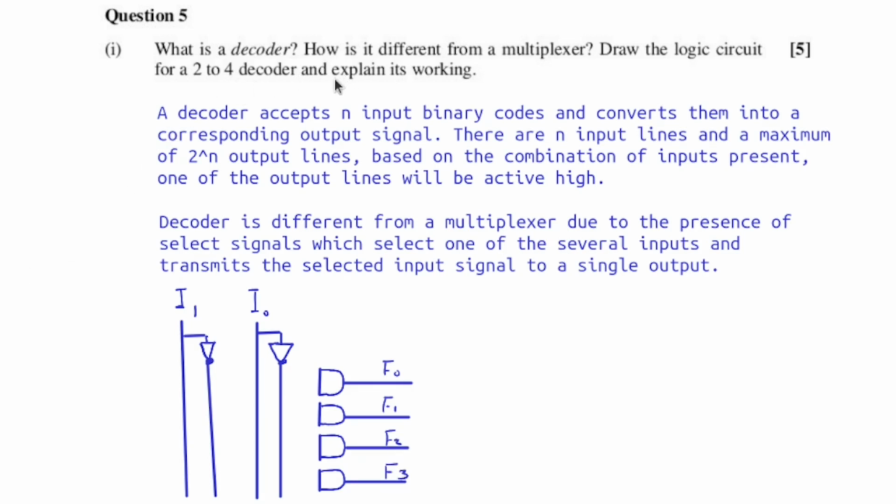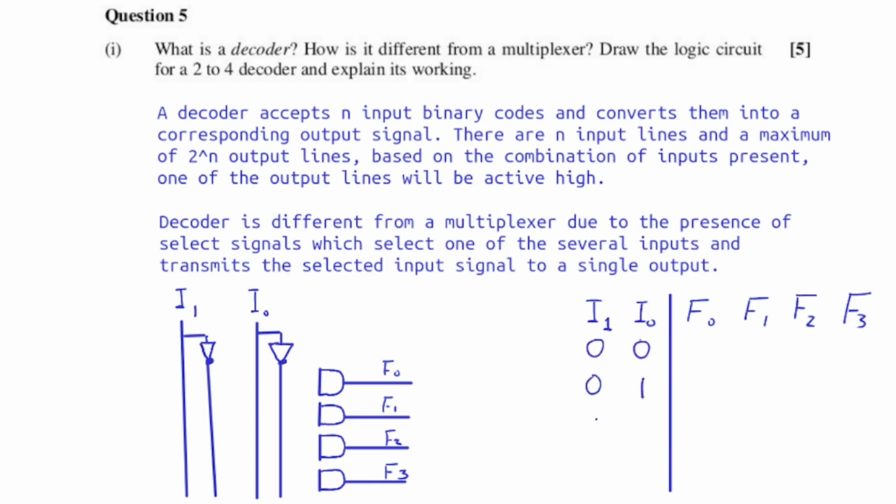Now also notice that we have to explain its working, and one of the ways to explain the working is through a truth table. So let's quickly make a truth table over here. Our variables are I0 and I1, and the possible outputs are F0, F1, F2, and F3. The possible values for I0 and I1 are 0, 0, 0, 1, 1, 0, and 1, 1.